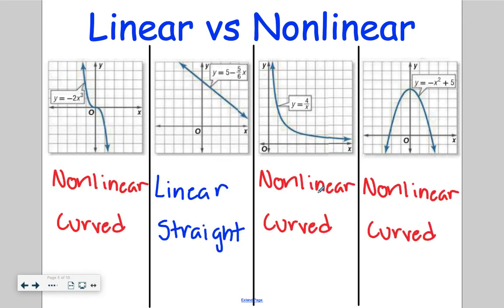So the first graph is nonlinear because we have that curve right here in the middle. The second one is linear, it's a straight line. Third one is nonlinear, again we have that curve.